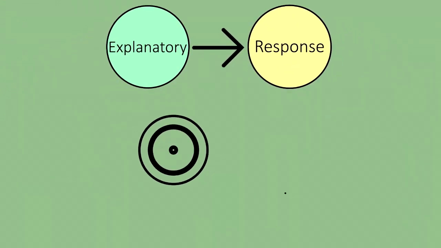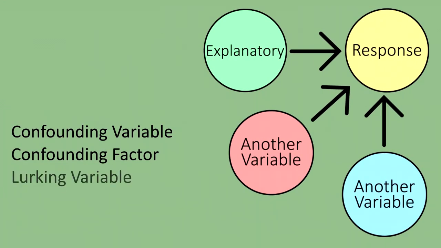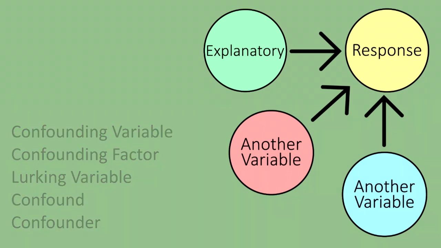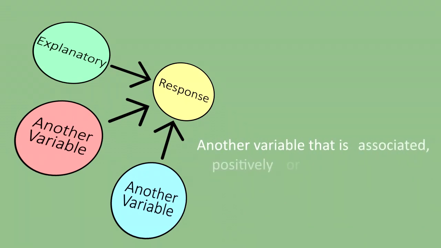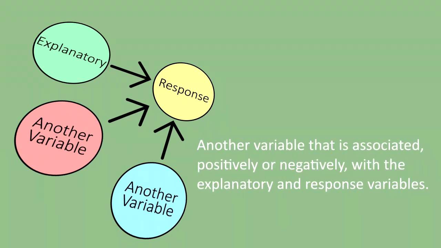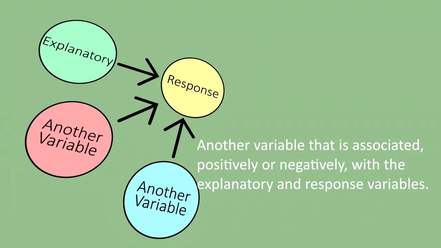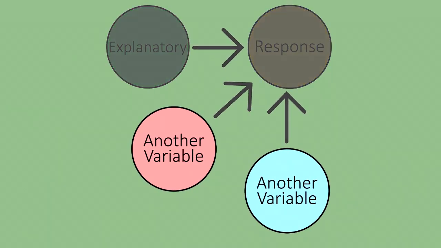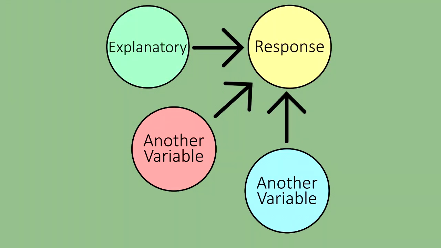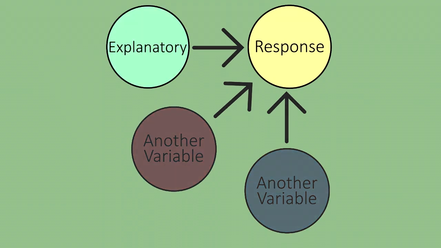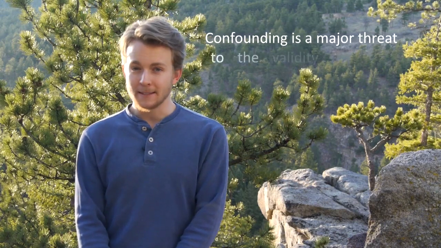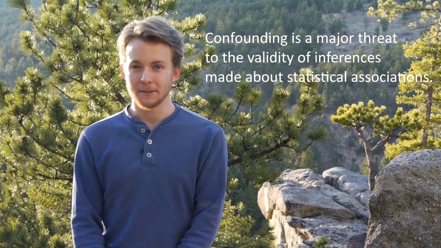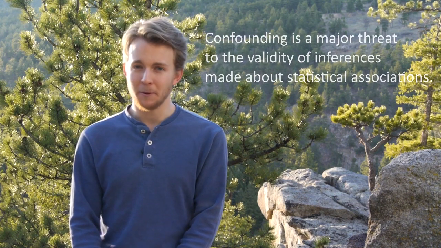In statistics, a confounding variable, also known as a confounding factor, a lurking variable, a confound, or a confounder, is an extraneous variable that is associated positively or negatively with both the explanatory variable and response variable. We need to control for these factors to avoid incorrectly believing that the response variable is associated with the explanatory variable. Confounding is a major threat to the validity of inferences made about statistical associations. In the case of a confounding variable, the observed association with the response variable should be attributed to the confounder rather than the explanatory variable.